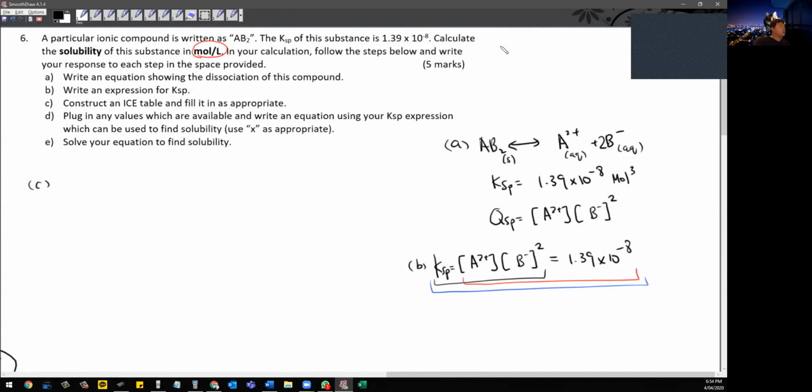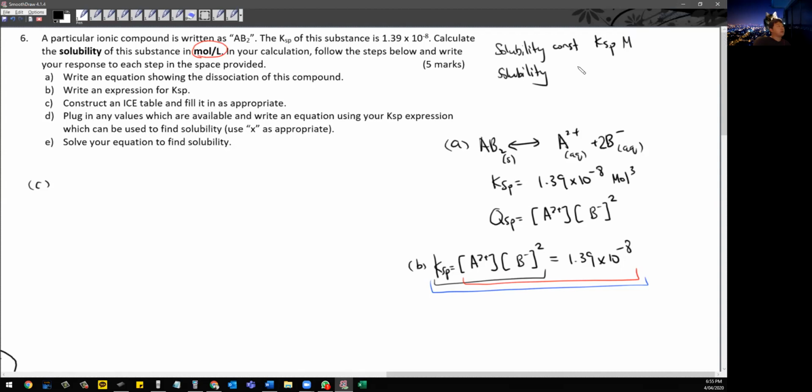So you have to know the difference between the solubility constant, that's Ksp, and the solubility. You see how Ksp is M to the power of 3? The unit for that is M cubed. But the solubility of the solid is always just in M, which is moles per liter. Ksp is mole to the power of 3 divided by liter to the power of 3. Now this is the ICE table, fill it up appropriately.